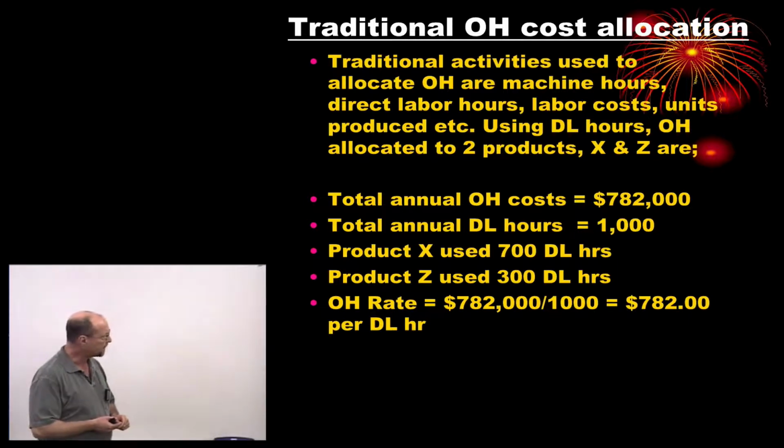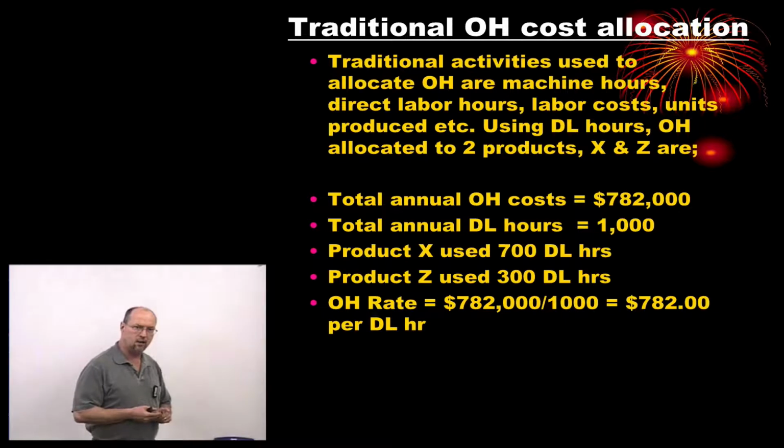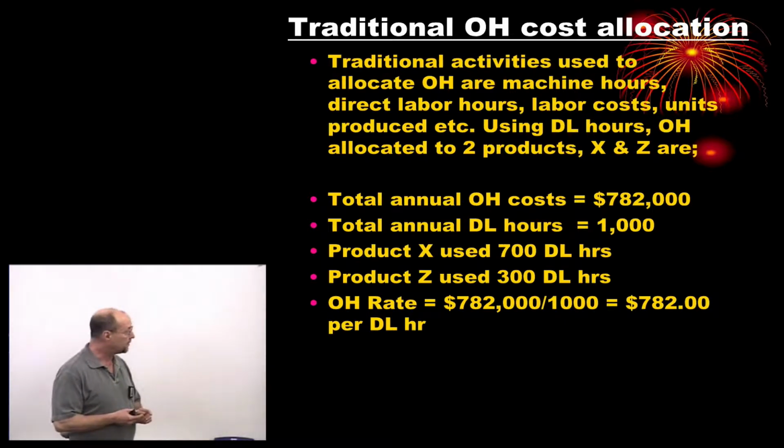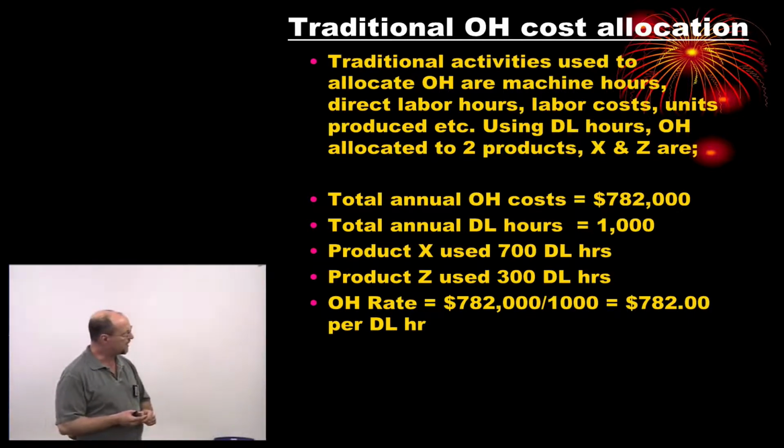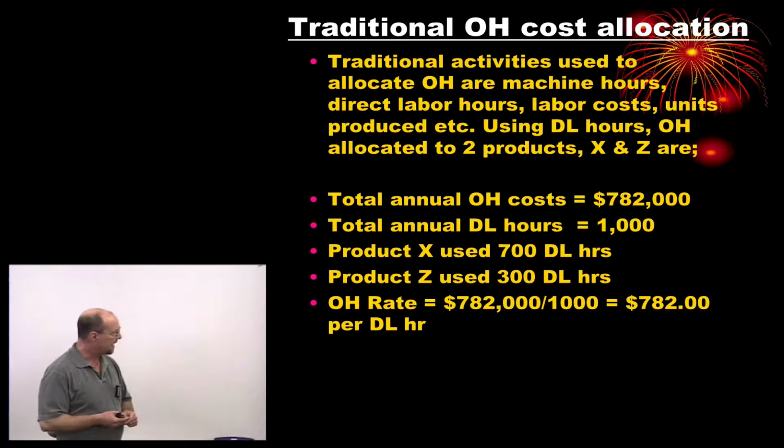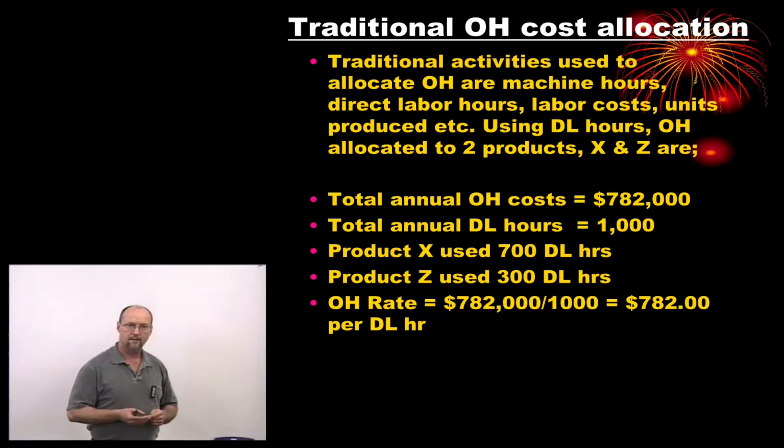All right, now in our example, we're going to use direct labor hours, and we have two products, X and Z. And remember, the formula to estimate overhead costs per unit would be take your overhead annual costs, and this is an estimate you make at the beginning of the year, and you divide it by the estimated annual direct labor hours. In this case, we're keeping the numbers nice and clean. 782,000 divided by 1,000, and that gives us a rate of $782 for each labor hour incurred.